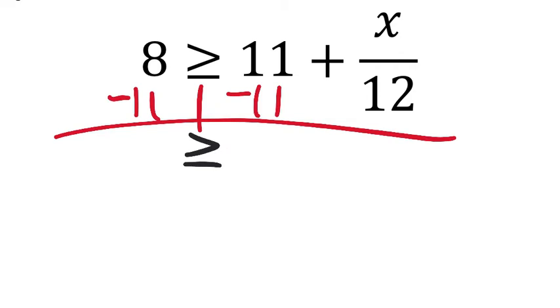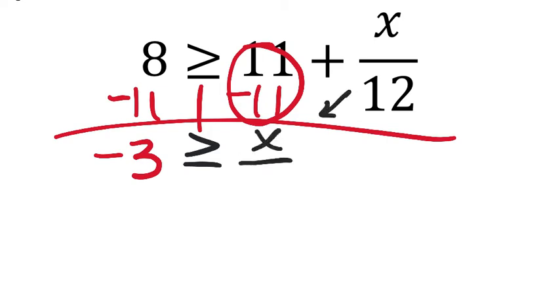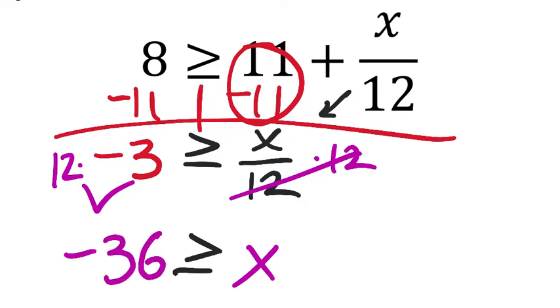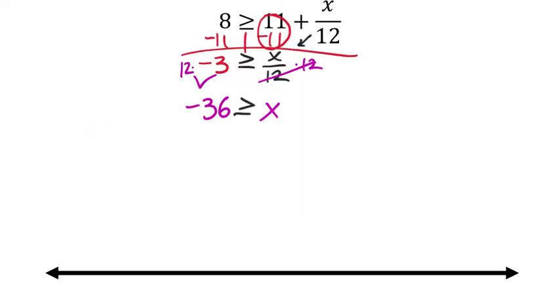So 8 minus 11, that's going to be negative 3. The 11 zeros out just like we want, so I'm just going to drop this x over 12. And even right here where I need to multiply both sides by 12, again, it's a positive 12, so that will not affect the inequality here. But it will give us just the x like we want. And then 12 times negative 3 is negative 36. So that's solved right there. I just got to go back and then graph this.